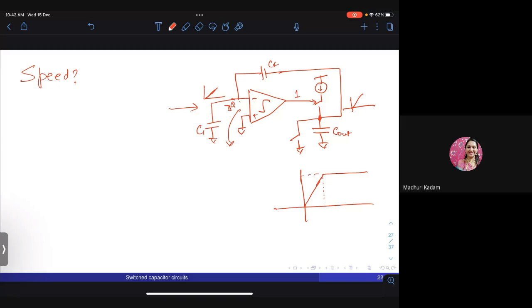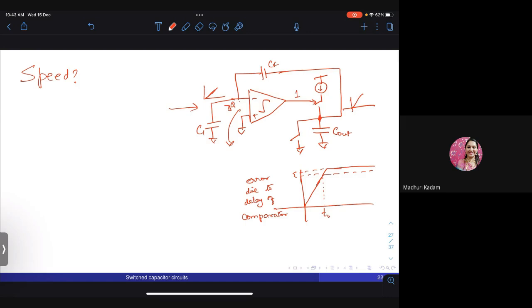But this will have a delay of the comparator. So what will actually happen is, the virtual short condition might have been reached at time t equal to t0, but the actual output of the comparator will, instead of stopping here, charge a little further and stop here, right? So there will be a small error due to delay of the comparator.